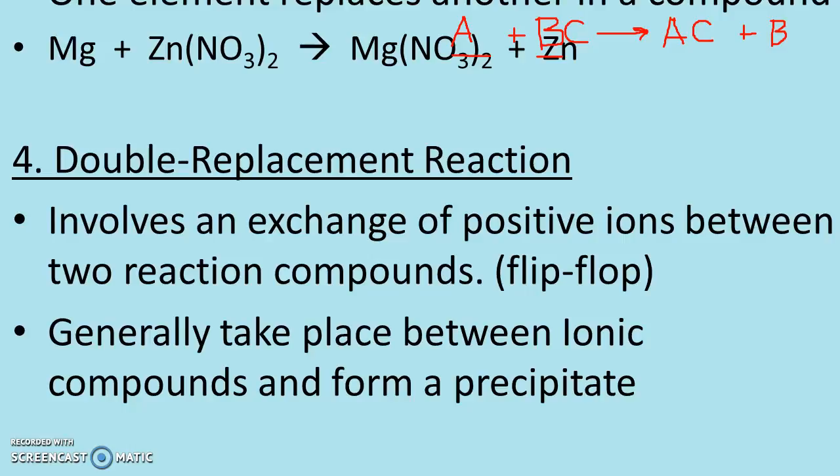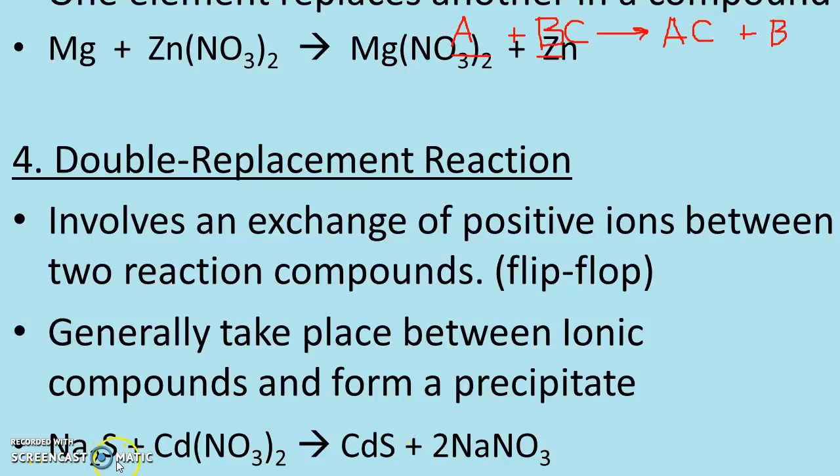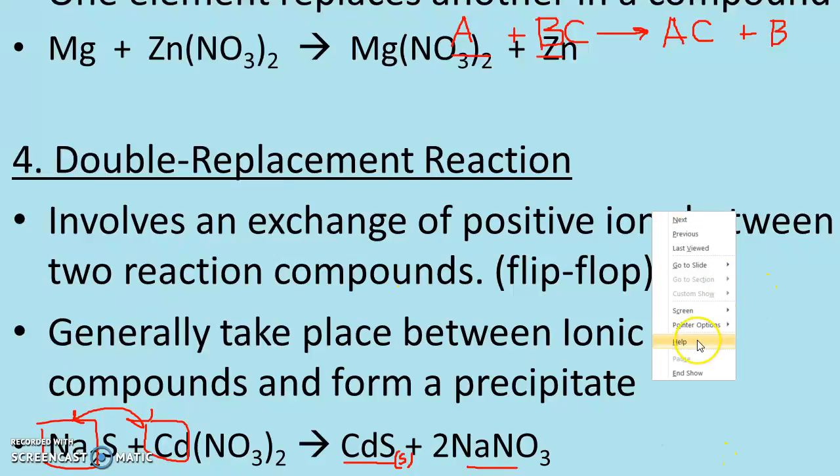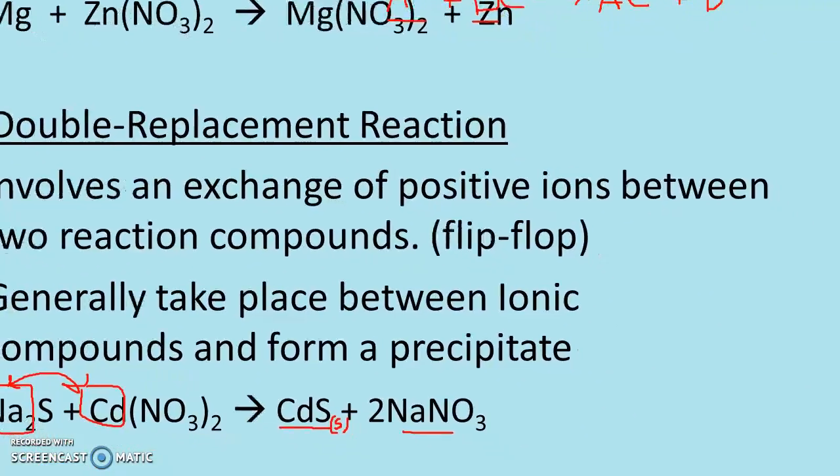Here's the example. We have sodium sulfide. You notice sodium is going to exchange places with cadmium. They exchange partners. They're the positive ions in those compounds. So now we have cadmium sulfide and sodium nitrate. And it turns out that cadmium sulfide ends up being a solid when it's formed. For our AB format, let me just move my screen over so I have some space to write.